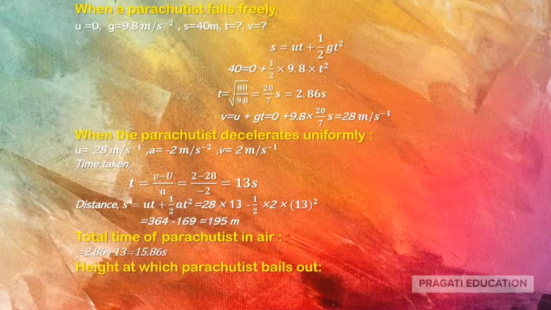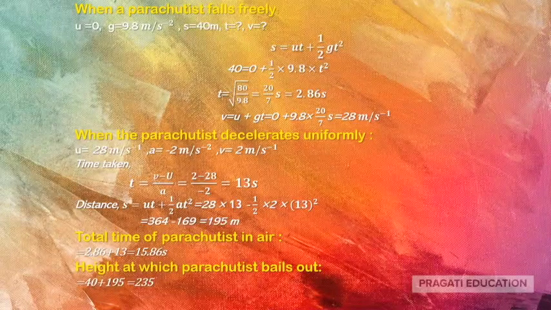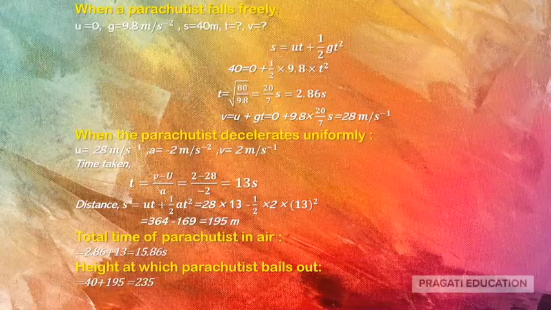Then the height at which the parachutist bails out, that is very important to calculate. So the total height will obviously be 40 plus 195, that is 235 meter. Okay, thank you.